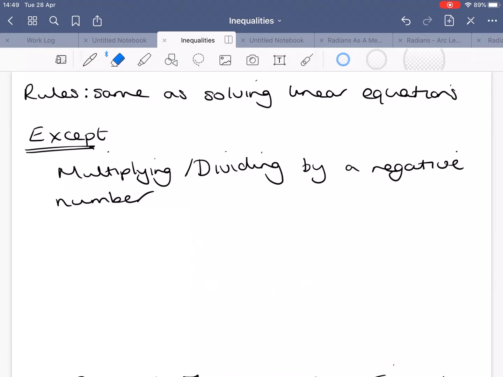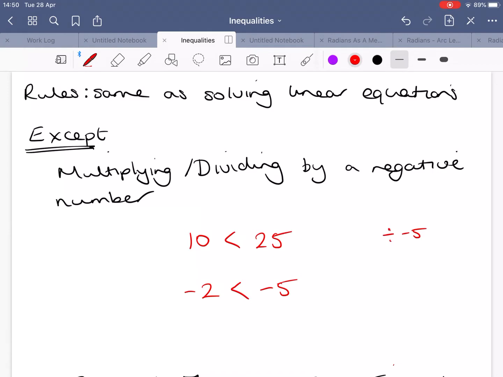Let's do a different one. We'll do a division this time. So I know that 10 is less than 25. So I'm going to divide by minus 5. So 10 divided by negative 5 is going to be negative 2. 25 divided by negative 5 is going to be negative 5. If I didn't switch it around, well, that statement's not true because minus 2 is not smaller than minus 5. But when I do switch the inequality around, that is true because minus 2 is bigger than minus 5.